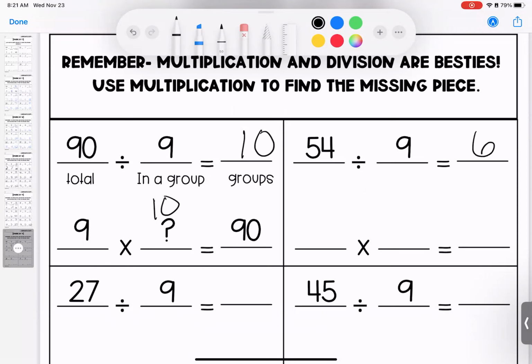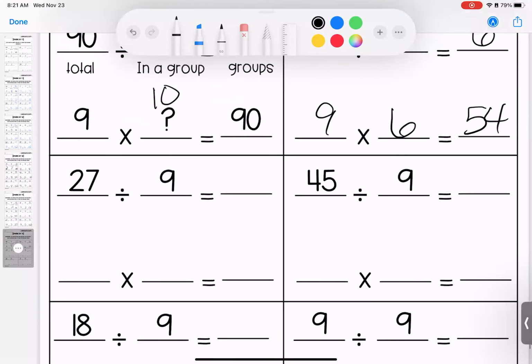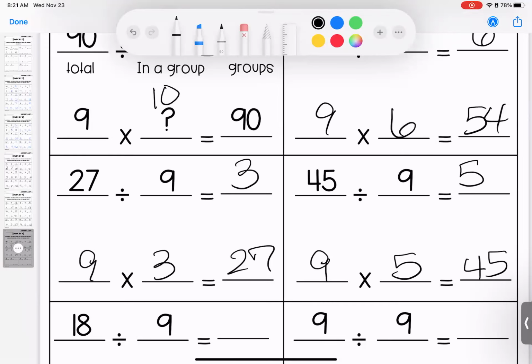54 divided by 9 is 6 because 9 times 6 is 54. 27 divided by 9 is 3. 9 times 3 is 27. 45 divided by 9 is 5. 9 times 5 is 45.